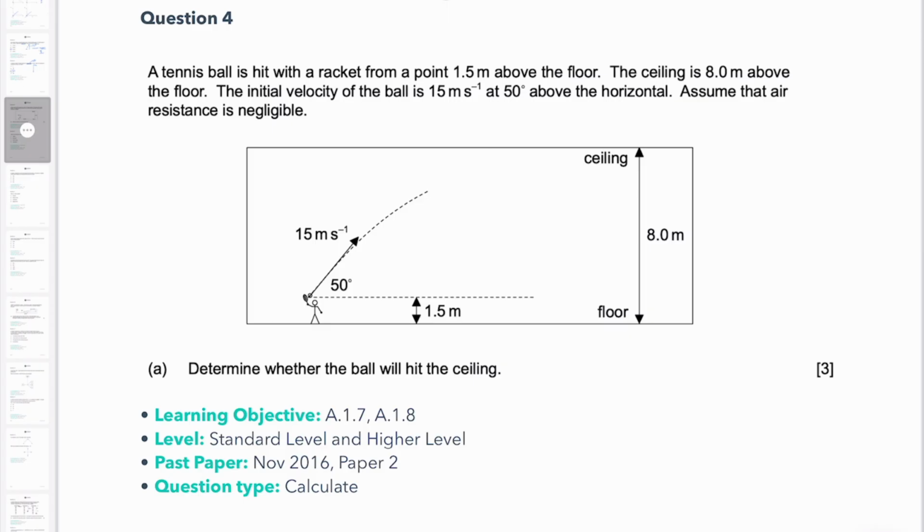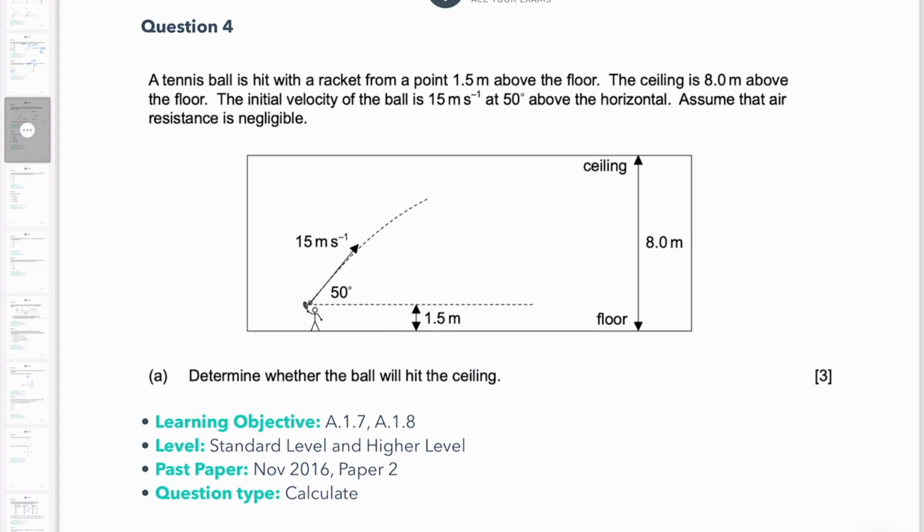Question 4. A tennis ball is hit with a racket from a point 1.5 meters above the floor. The ceiling is 8 meters above the floor. The initial velocity of the ball is 15 meters per second at 50 degrees to the horizontal. Assume the air resistance is negligible. So this distance here, by very simple maths, is 6.5 meters. And question A, and this is a longer extended question which you'd find in paper 2, is determine whether the ball will hit the ceiling.